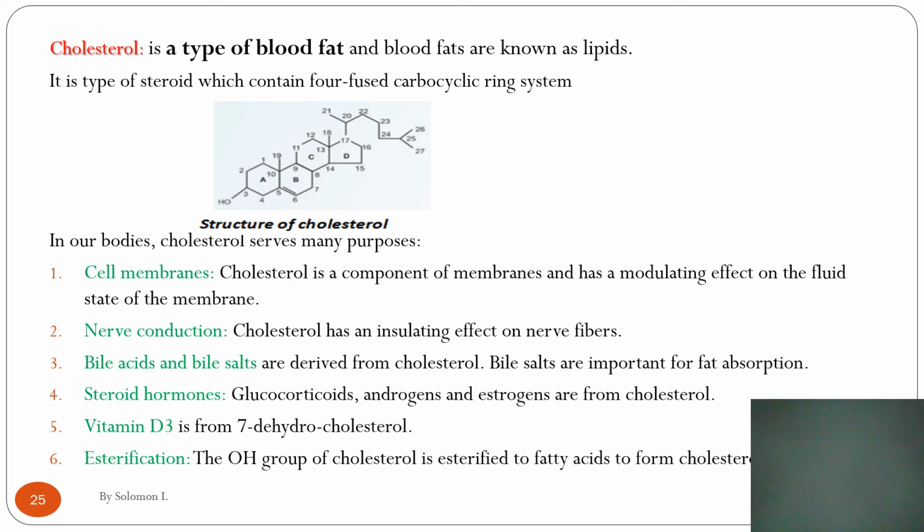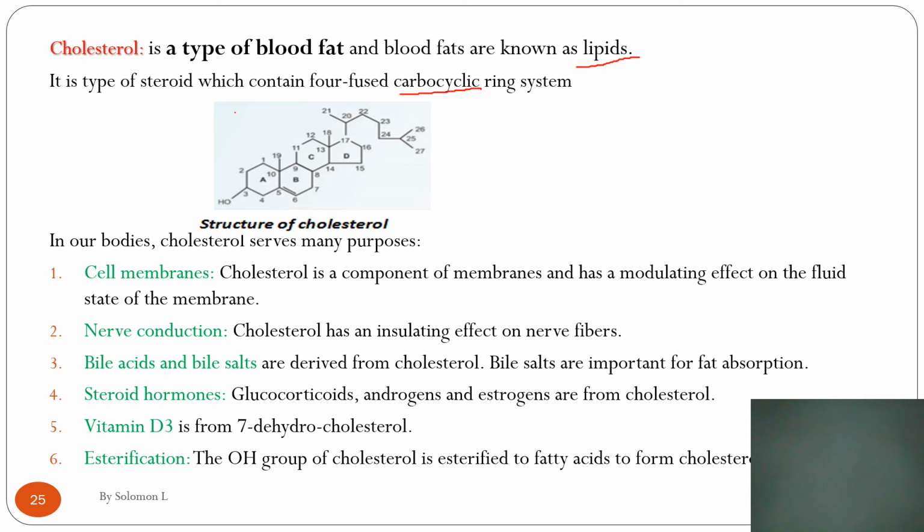Well, cholesterol is a type of blood fat, and blood fats are already known as lipids. Therefore, cholesterol is a type of lipid. This cholesterol is a type of steroid, which contains a 4 fused carbocyclic ring system. This is the structure of cholesterol. This structure has some special features.